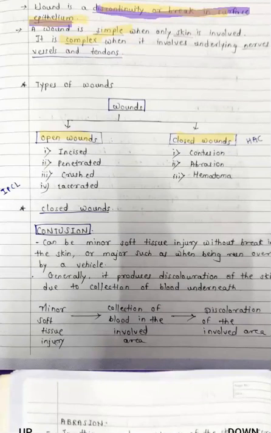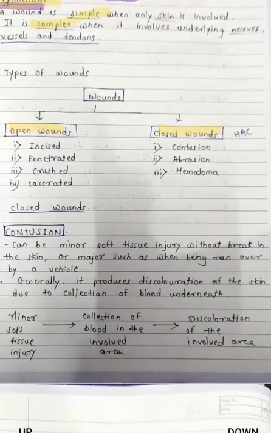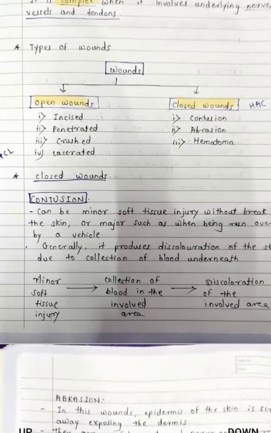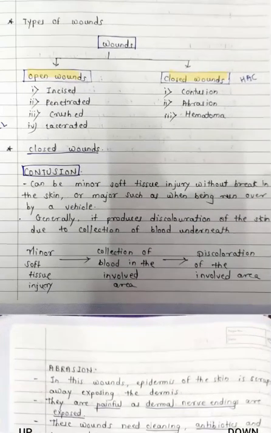So you can remember it as IPCL, that is I for incised, P for penetrated, C for crushed and L for lacerated. And closed wounds are classified into contusion, abrasion and hematoma. So HAC, that is hematoma, abrasion and contusion. So this is the classification of wounds. Now we will first discuss closed wounds.